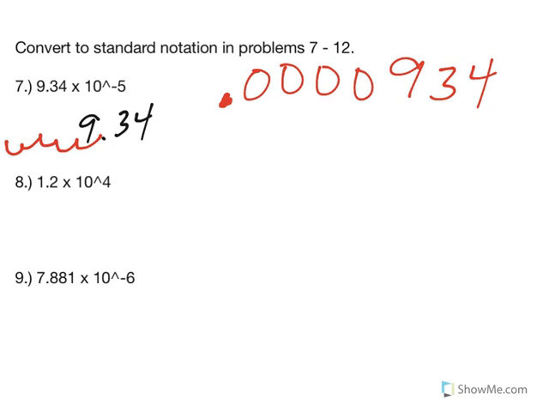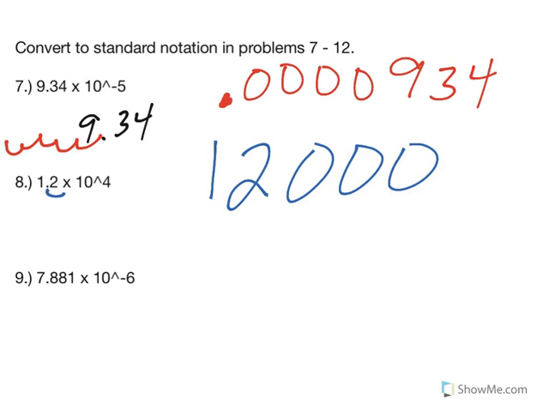In number 8, our exponent is positive, so we're going to go to the right 4 places. So after the decimal, this decimal's moving, there's 1 place, and then I need 3 more. So I end up with 12,000.